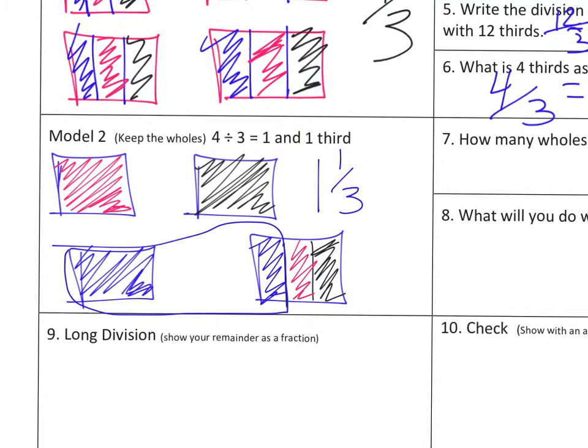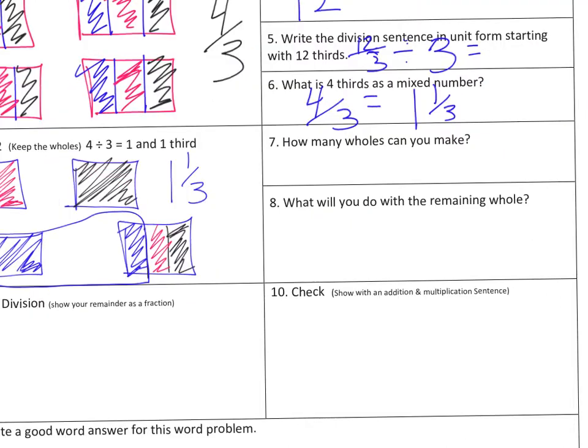So 2 different ways of thinking about it. So let's check our work over here. So how many wholes can we make? Well, we have 4 wholes. And then I give 1 to each with 3. And then what do I do with the remaining whole? Divide into thirds. Because we're dividing by 3. That's how we get thirds.